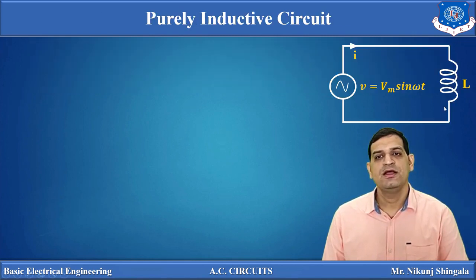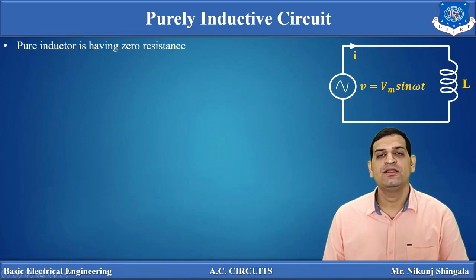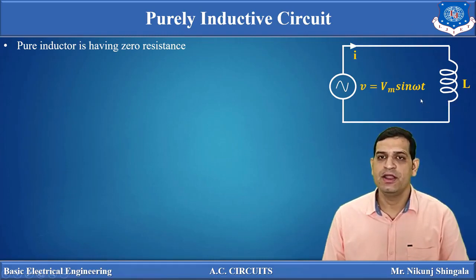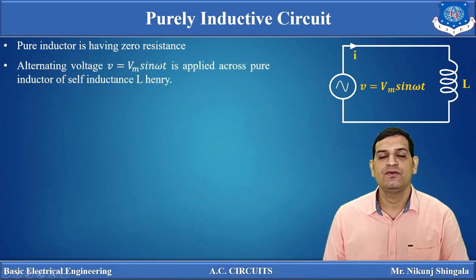So here you can see one inductor which is connected across an alternating voltage source. Now the circuit consists of a pure inductor. Pure inductor means what? The pure inductor has zero resistance, but practically this is not possible. Every inductor has certain resistance present. For understanding, we have taken the pure inductor. Now the voltage source is represented by V is equal to Vm sin omega t, and because of the voltage source, current will start to flow, which is represented by small i. Now this voltage source is applied across an inductor of self inductance L Henry.